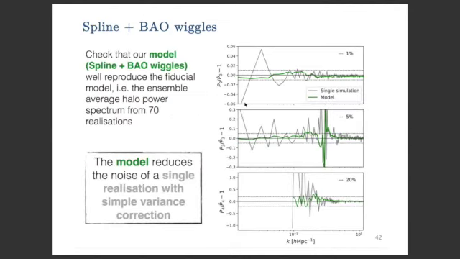And as a result, we see that the monopole can be predicted within about 1%. So we get sub-percent accuracy, and the quadrupole is also pretty accurate, with only a few percent error. The hexadecapole is pretty noisy, and we have about 20% error between the scales 0.1 and 1.